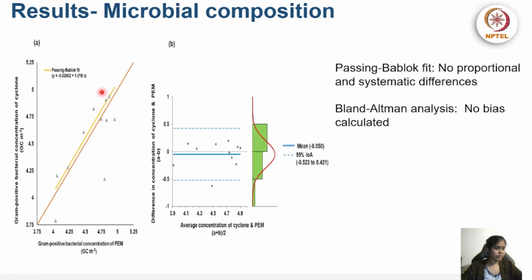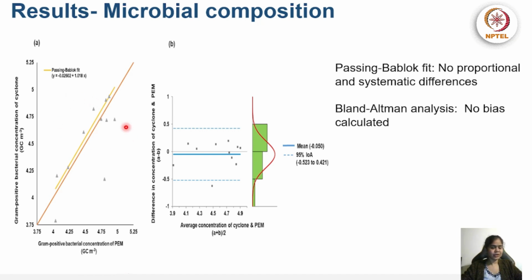If the performance is not good, we will have the dots all over the place, which will show that they have different performance. Having the dots very close to this line shows that both samplers can be used for positive bacterial concentration. This analysis shows there are no proportional and systematic differences introduced by the two samplers. So now we know these two samplers can be used interchangeably.